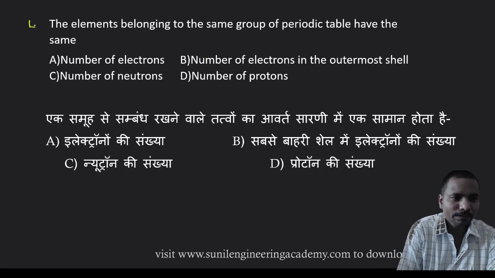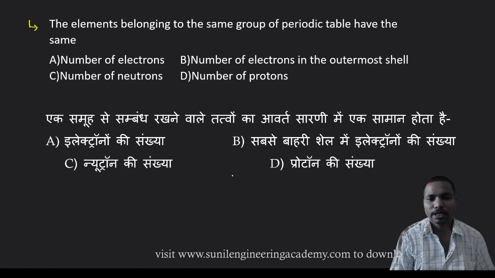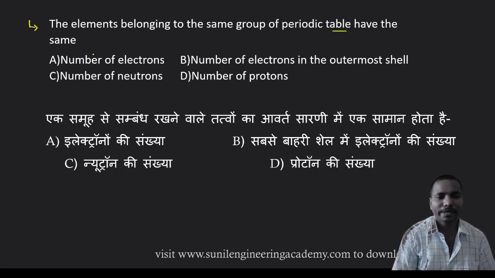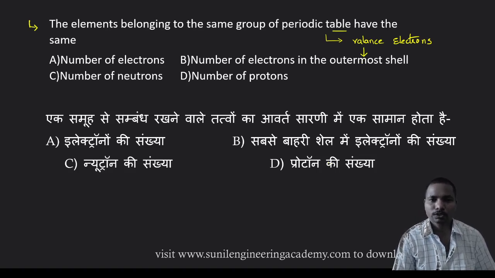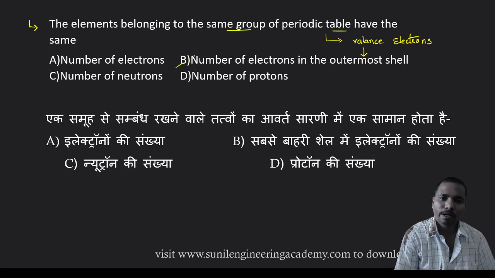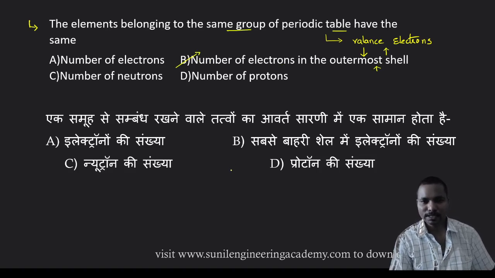Coming to the first question, guys. The elements belonging to the same group of the periodic table have the same dash. The same group of the periodic table has the same valency electrons, correct? Valence electrons are nothing but the electrons present in the outermost shell or outermost orbit. So the same group has the same number of electrons in the outermost orbit. Those electrons are called valency electrons.